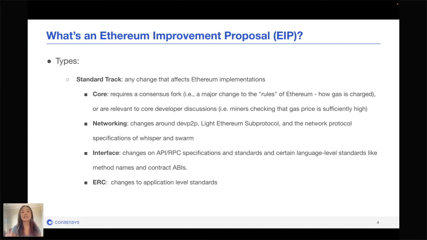That's your API specifications and RPC specifications, focusing on language-level standards such as method names and contract APIs for your smart contracts. And the last type of standard, ERC, my favorite one and the most common one, covers changes to application-level standards. I'll dive more in depth into that later.